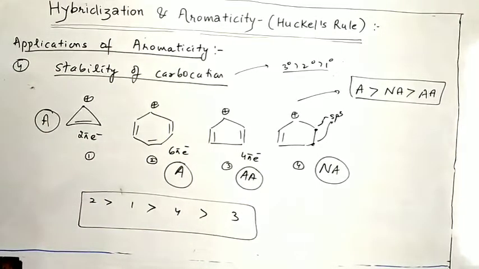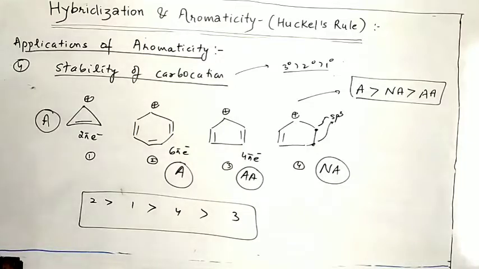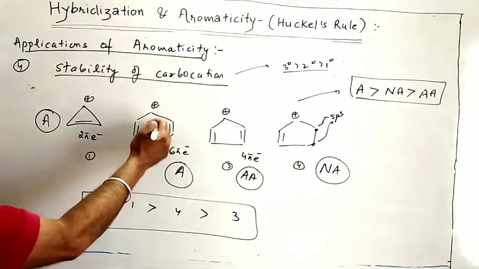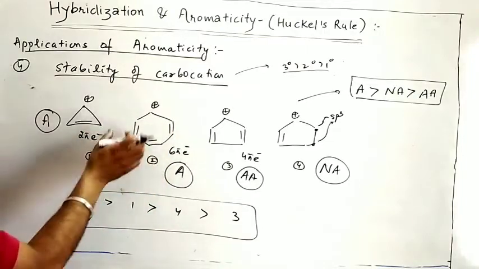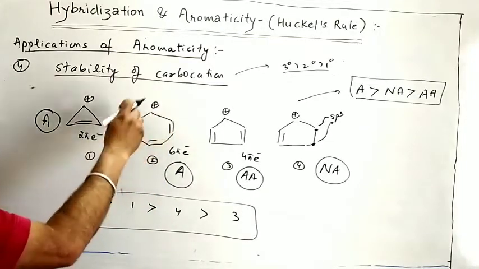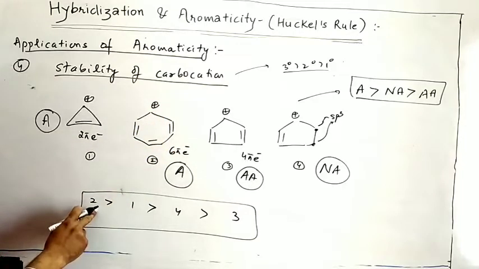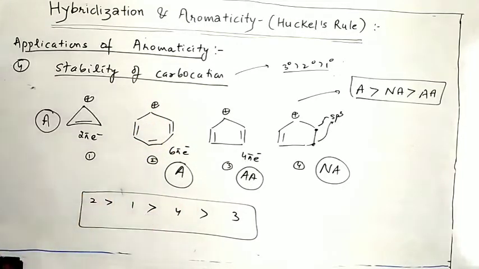Why is 2 more stable than 1? That is again due to delocalization. There is more delocalization in compound 2. The bond shifts here, this bond shifts here like this, so it is more stable. Both are aromatic, but this compound has more delocalization, so it's the most stable. In this way you can arrange the compounds according to their aromatic character.